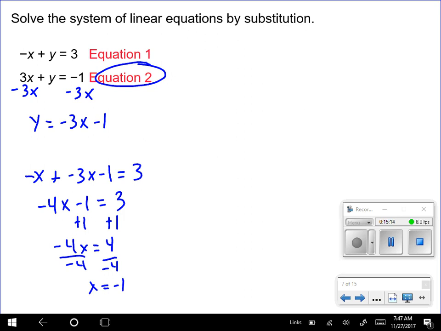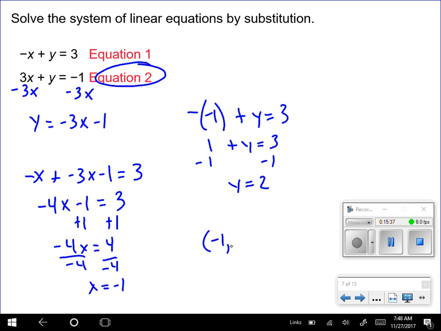Now again, I could plug it into either one. If you plug it into this first one, be really careful. You'd have a negative, or the opposite of the negative. Okay, so that's fine. So you'd have negative times negative 1 plus y equals 3. And remember, we're looking for y. So we'd have 1 plus y equals 3. Subtract 1, so y would equal 2. So our answer would be negative 1, 2.